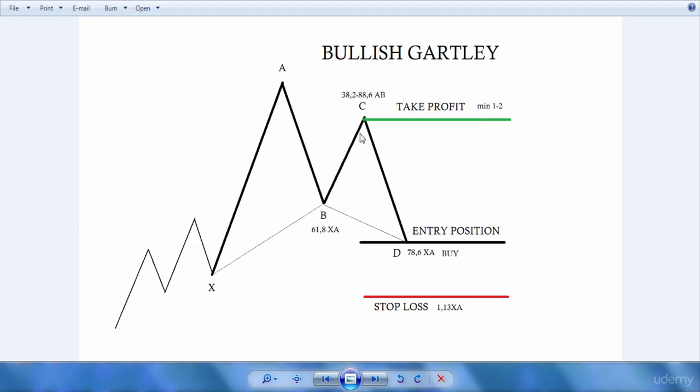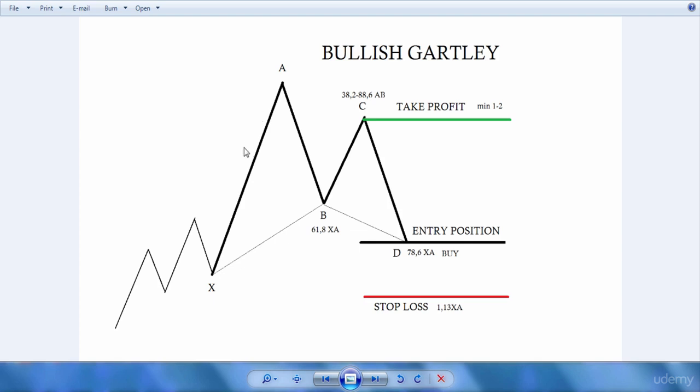When wave BC is slightly longer, in this situation, this level will coincide with the level of 78.6. And when wave BC is shorter, the level of entering into position will be slightly below the level of 78.6. After determining the level of entering into position, the next thing we do is determine the level of stop loss. Stop loss when it comes to the Gartley pattern is set at the level of 1.13 Fibo extension of wave XA.